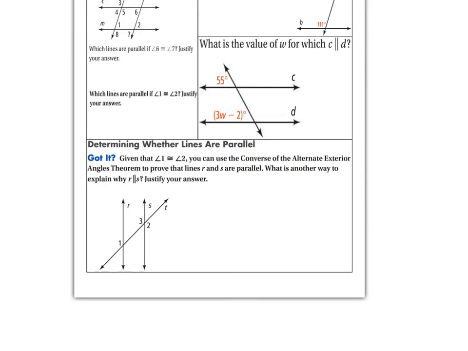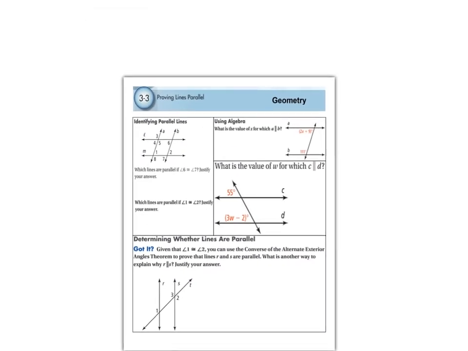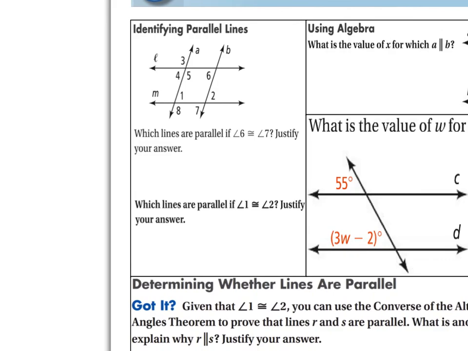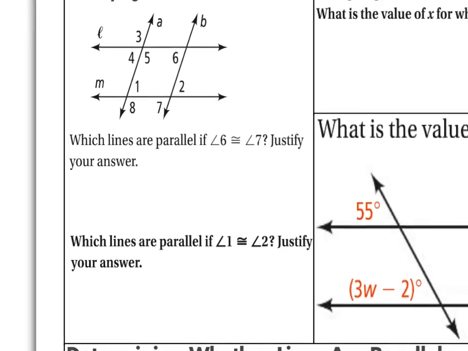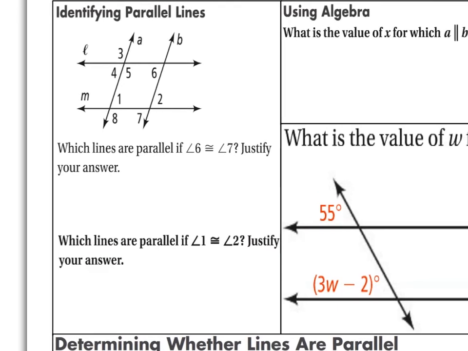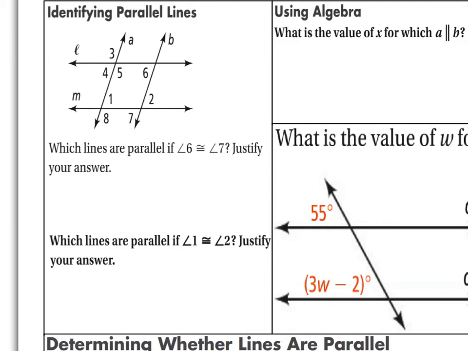Okay, now is where we're going to actually put this to the test. So it says identifying parallel lines. And you'll notice the picture up top. We've got lines L, M, A, and B. And it says which lines are parallel if angle 6 is congruent to angle 7, and justify your answer. Okay, so what I usually do is I circle them. So there's 7 and there's 6.